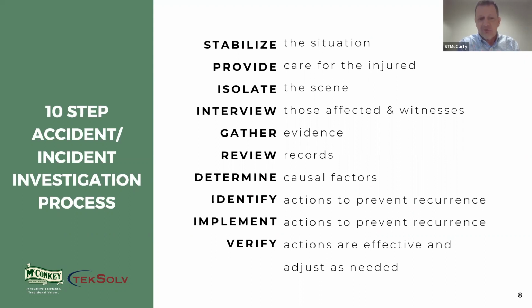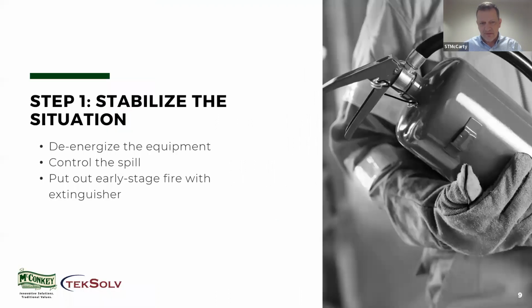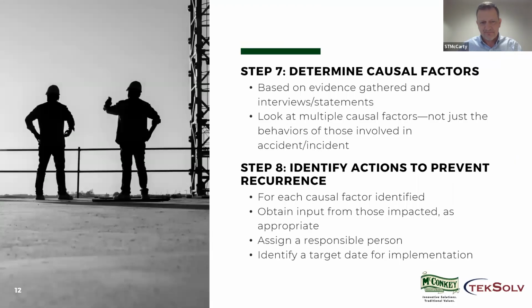Then once we find out, okay, this is what we're going to do, we implement it, and then we verify: plan, do, check, act, right? So those are the 10 steps. We'll focus primarily going forward on determining causal factors and identifying actions to prevent recurrence. So I'm just going to skip these slides here.